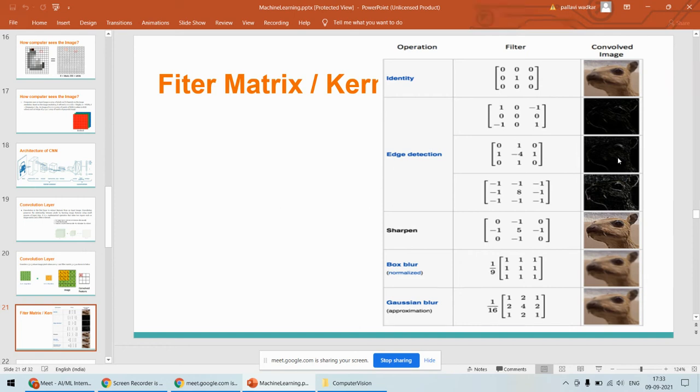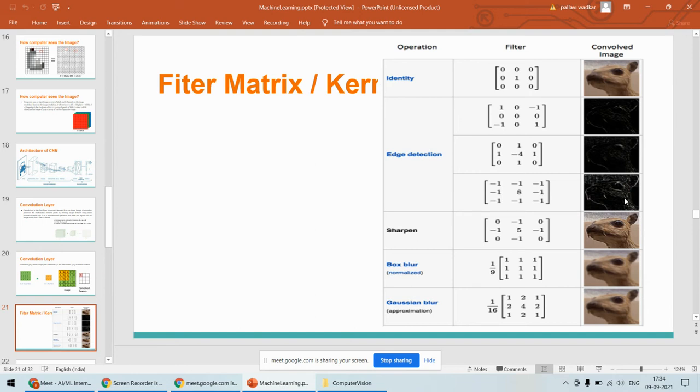And if you use the sharpen filter, in that case I'll be getting this one. If I use box blur, then I'll be getting this one, and if I use Gaussian blur, I'll be getting this one. So there are some standard filter matrices available, and based on which matrix you are using, the result, the convolved image, that means these features, will differ. So something like this will give the features. Now these will be the features for the computer or the convolutional neural network.